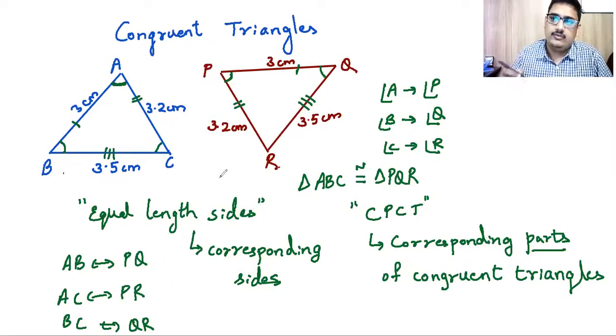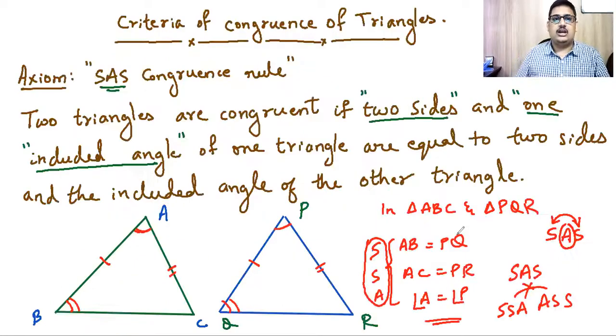So we said whichever the equal sides are considered, the angles opposite to those equal sides will become the corresponding angles. Then we talked about the first congruency rule, that is SAS congruence rule, side, angle, side. And here the most important part that we have to remember is about the included angle.